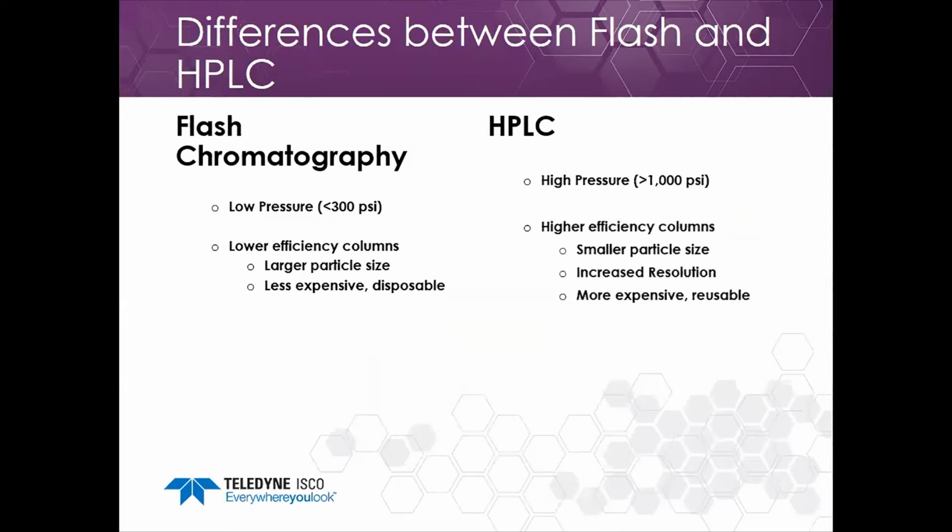For HPLC columns, because we're at higher pressure, we're not limited by the larger particle size. So we can use smaller particle size, which inherently is going to give us better resolution. This plays directly into the efficiency portion of the resolution equation. And ultimately, these are going to be more expensive, but they're reusable. So with a prep column that you take care of, you can get a lot of use out of that.